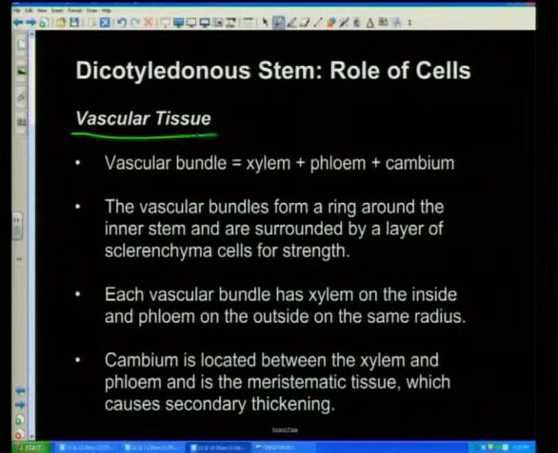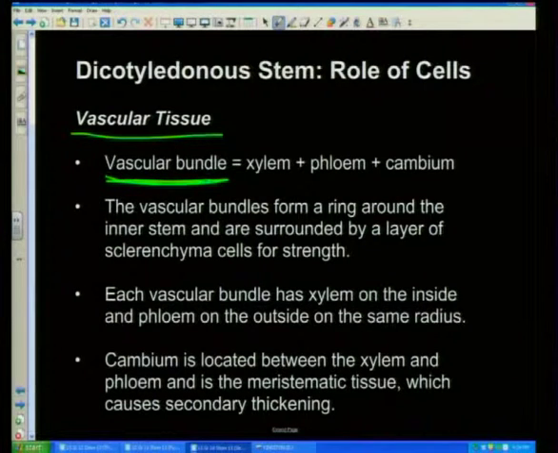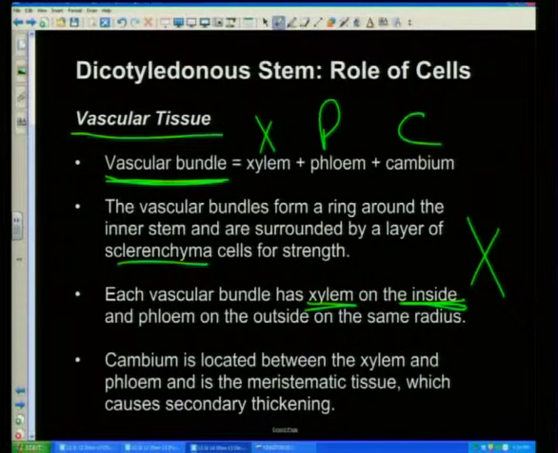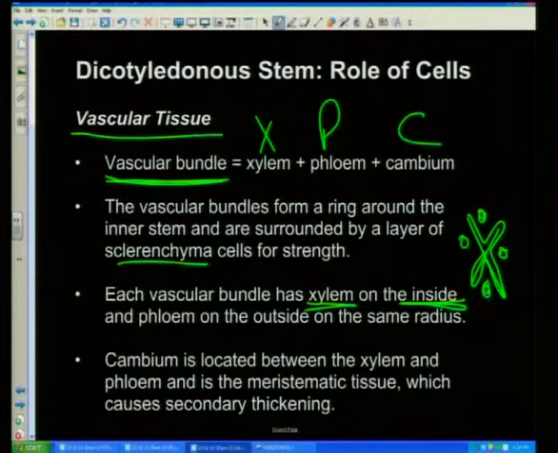Now, if we look at the vascular tissue, remember, vascular tissue is made up of a vascular bundle. All right? And the vascular bundle is made up of the xylem and the phloem and the cambium. Now, within that vascular bundle, it's always going to form a ring all the way around with the little sclerenchyma cap on the top. This I just put in so that you remember. The xylem is always on the inside. Okay? Remember in the root, the xylem made that X shape. Okay? And you had your phloem over there like that. That was in the root.